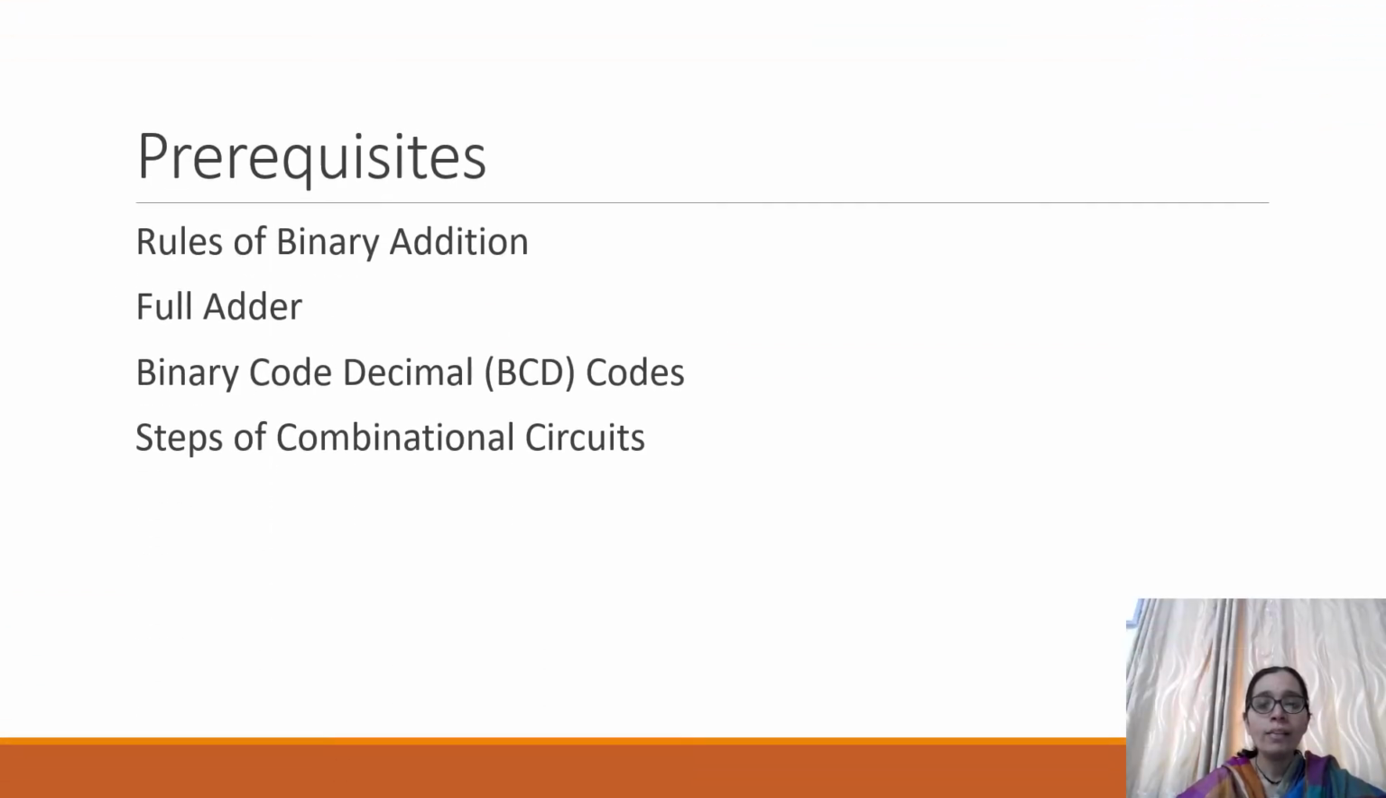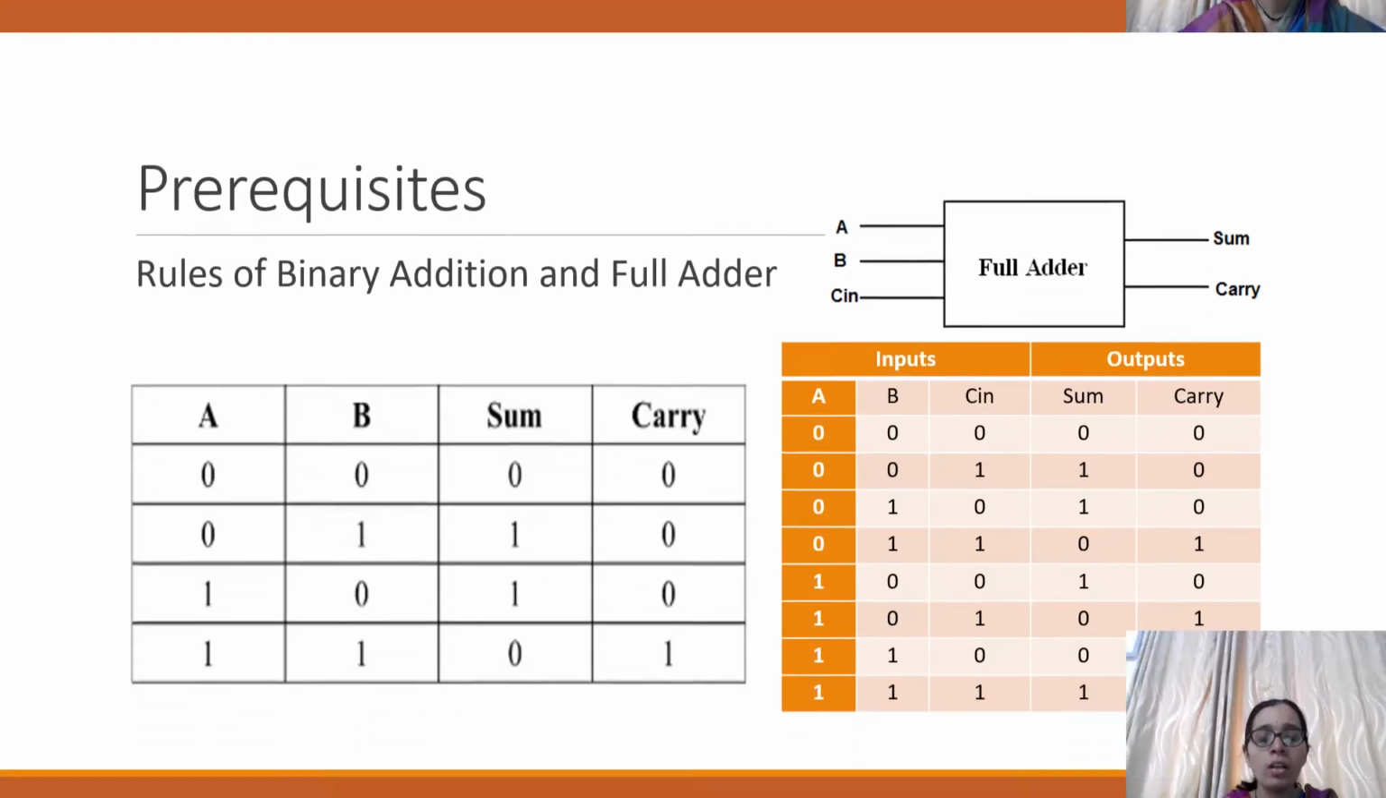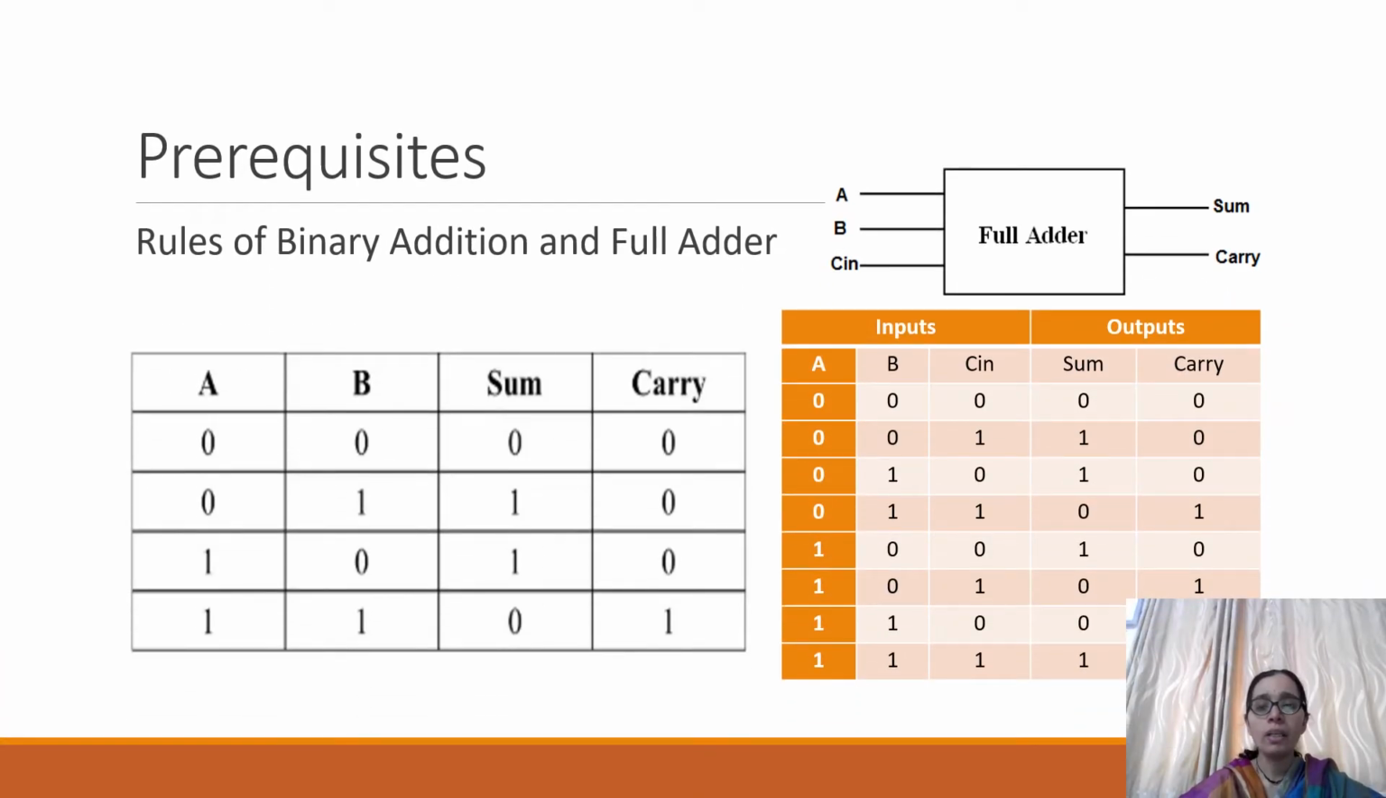So before directly starting with the BCD adder, we will first see what are the prerequisites that are needed before starting with the main circuit. You must know the rules of binary addition, what is a full adder, what are BCD codes, and which are the different steps that are used to design combinational circuits. So let us start with the first prerequisite, that is rules of binary addition and full adder.